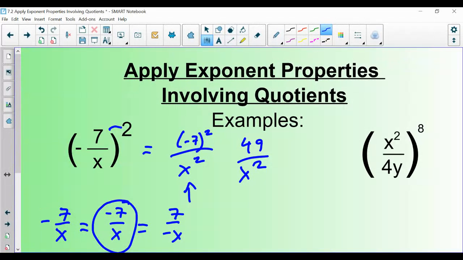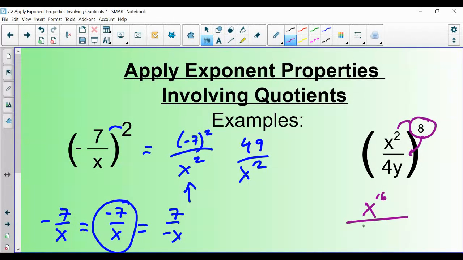Next example, I have x to the 2nd being divided by 4y, and all of that is to the 8th power. The second property that we studied today says that we need to take this exponent and apply it to the numerator and the denominator. Well, from the previous lecture, if you have x to the 2nd power, and then that's being taken to the 8th power, that tells you to multiply those exponents together, and you'd get x to the 16th.